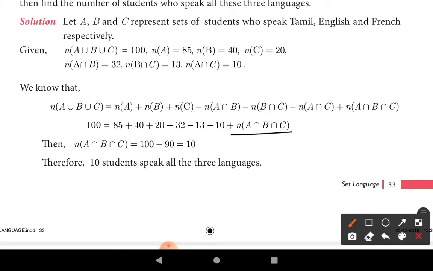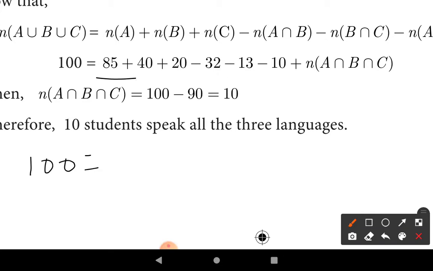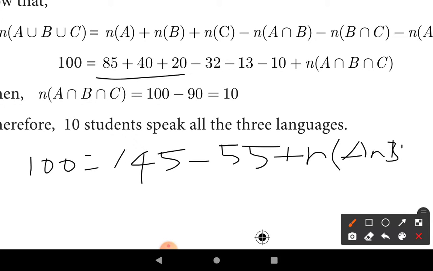Okay, now listen. So 100 is equal to, add the positive numbers first. What are the positive numbers? 85, 40, 20. So we will get 145, right? Okay. Minus 32, 30, 10. So anyway, they are negative numbers, right? So we write 72 as the total. 85 plus 40 plus 20 is 145, and then the negatives, okay, plus number of A intersection B intersection C, right?